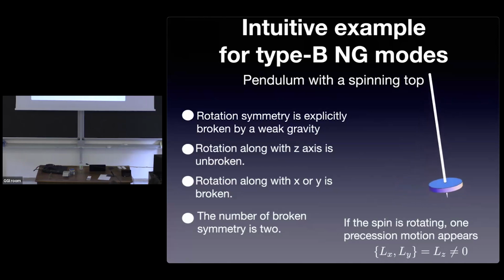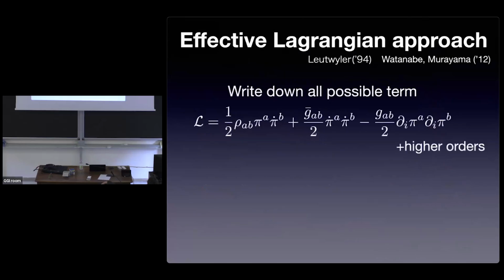That corresponds to the angular momentum commutation relation, in this case the Poisson bracket between the two broken generators, whose expectation value LZ is non-zero. In that case, the two motions are coupled to each other, and you get a single motion. That corresponds to the type B energy mode.